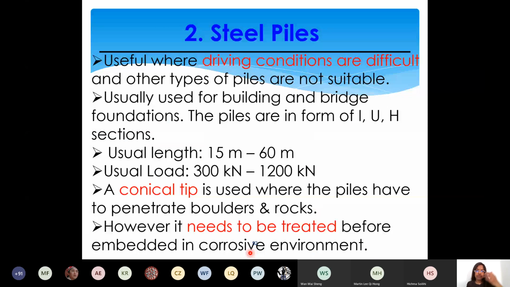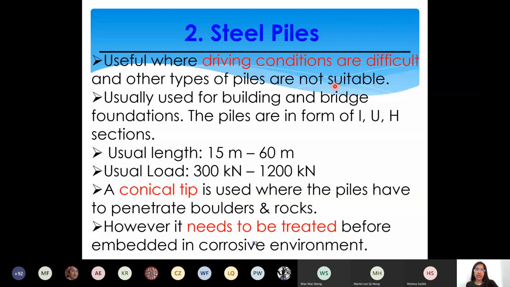Let's move on to steel piles. It's interesting, and see the advantages and disadvantages. That's important, that makes you choose the best suitable pile for the site. Okay. Steel piles are useful where driving conditions are difficult and other types of piles are not suitable, like in hard soil, or a mixture of medium and hard soil, where driving is difficult. There are chances of brittle breaking for concrete and timber piles, so you choose steel pile, which is stable.